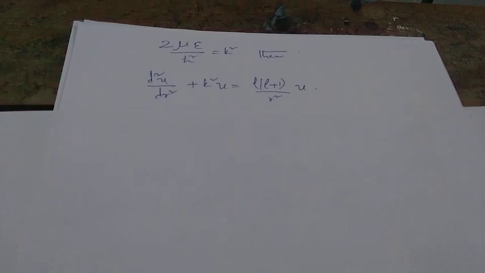And for the region where V of r can be ignored, and if you call 2 mu epsilon divided by h bar square as k square, then the differential equation can be written as d square u by dr square plus k square u is equal to L into L plus 1 divided by r square into u.